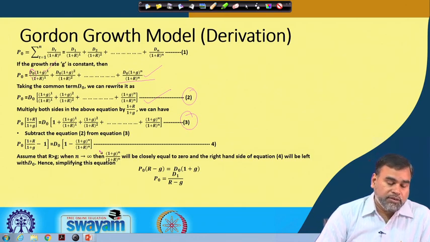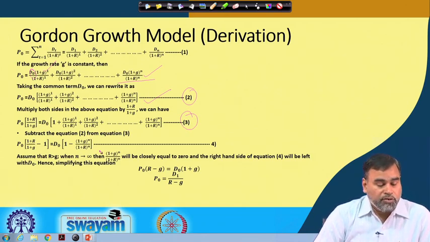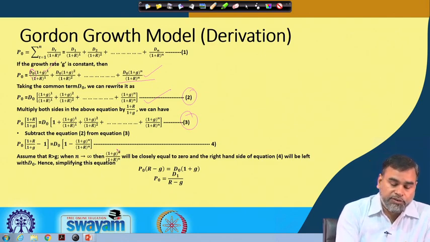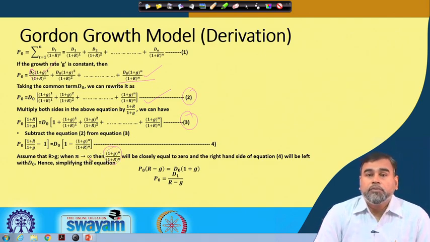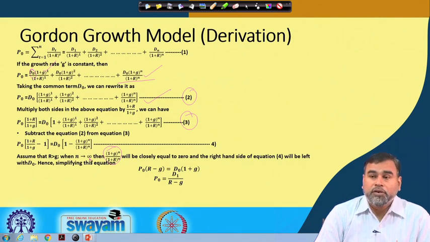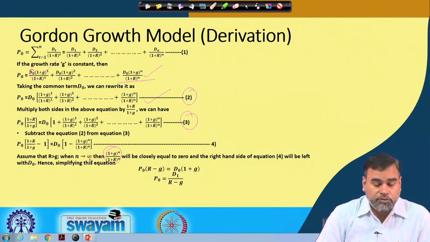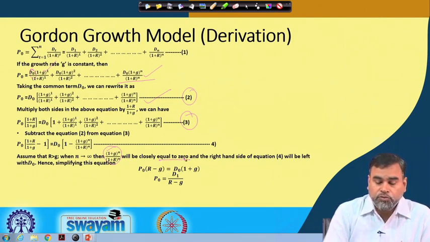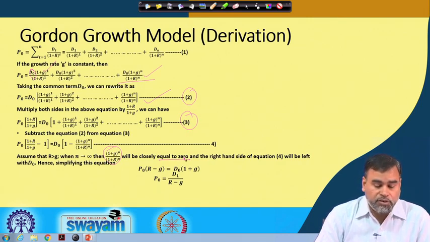Then as you know that r is greater than g, then automatically if n tends to infinity, this term will be very negligible, very close to 0. So 1 plus g to the power n divided by 1 plus r to the power n will be closely equal to 0, and then you can cancel that particular term.